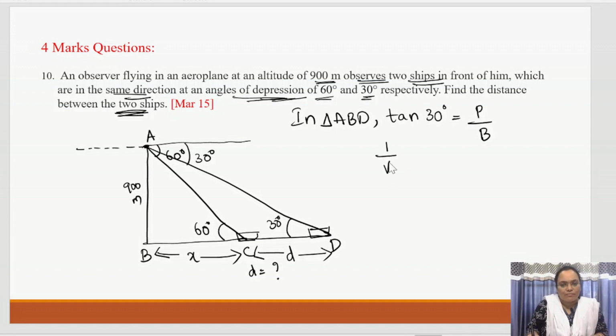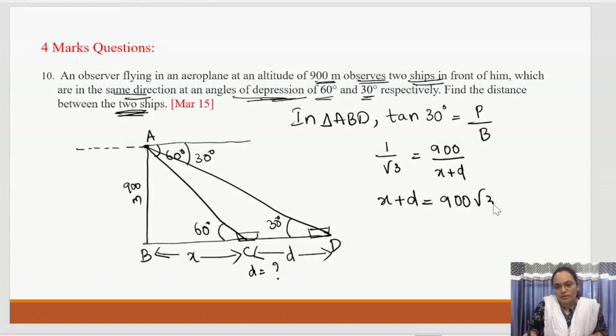Tan 30 is 1 by root 3, which equals perpendicular 900 by the base. If you see this base, I am taking the whole thing, right? The base will be x plus d for the whole thing. So x plus d will be 900 root 3.